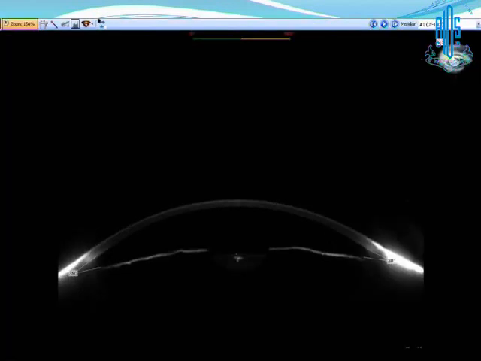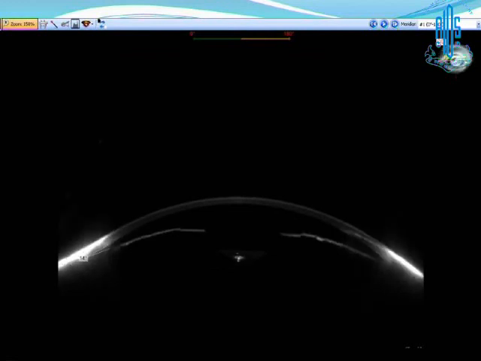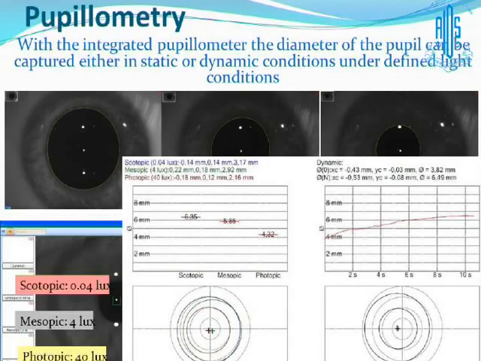So anything less than 20 is abnormal. This patient is likely to develop angle closure glaucoma. So for example, here it is 14. It's very, very narrow, so this patient needs to be observed. And then this also has pupillometry, which tells us what the scotopic pupil size is, what the mesopic pupil size is, and what the photopic is. So based on this, we can decide what the given optic zone should be.